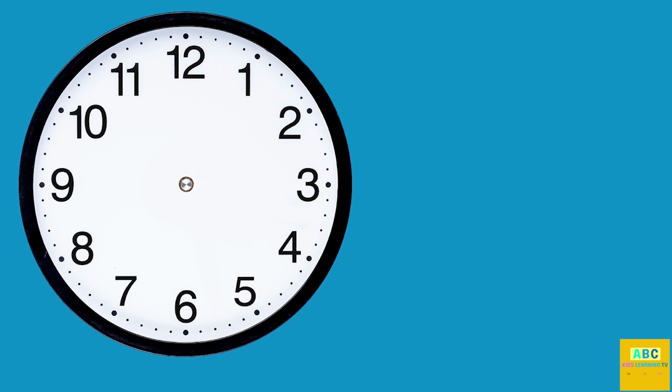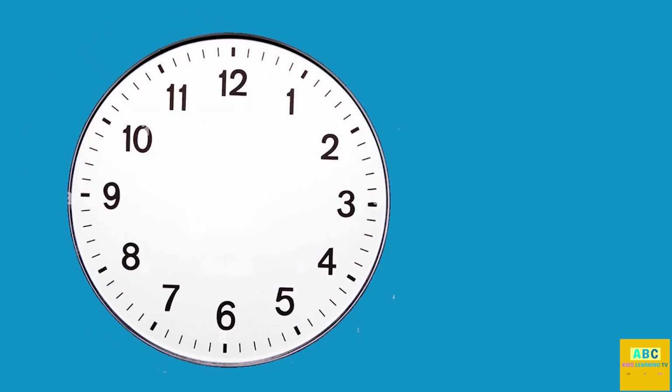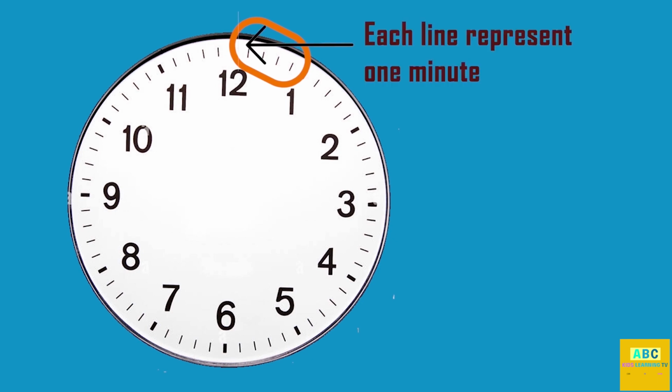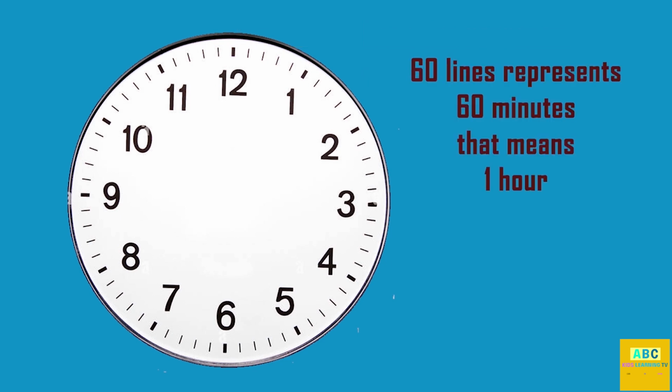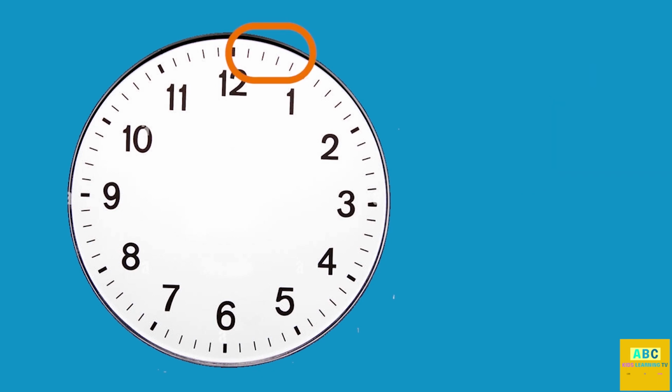To do this, we need a different clock face. You will see that this new clock face has 4 little lines in between the numbers. Each line on the clock face, including the ones with the numbers, represents 1 minute. There are 60 lines on the clock face, because there are 60 minutes in an hour. Notice that there are 4 little lines in between each number on the clock face.